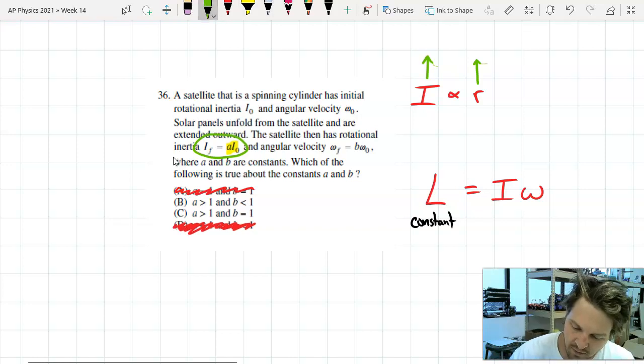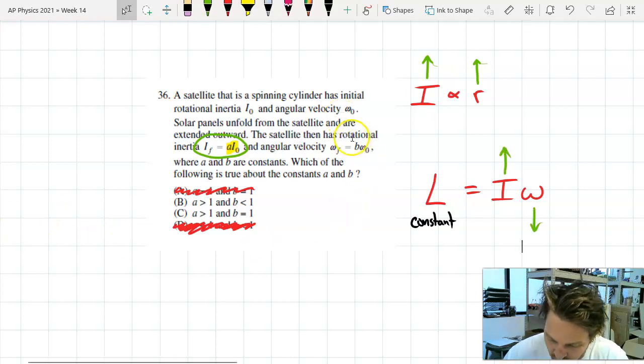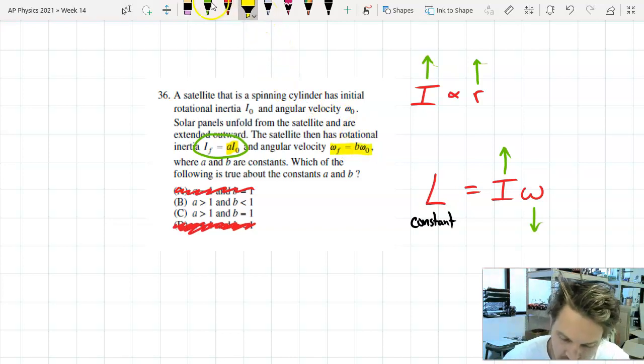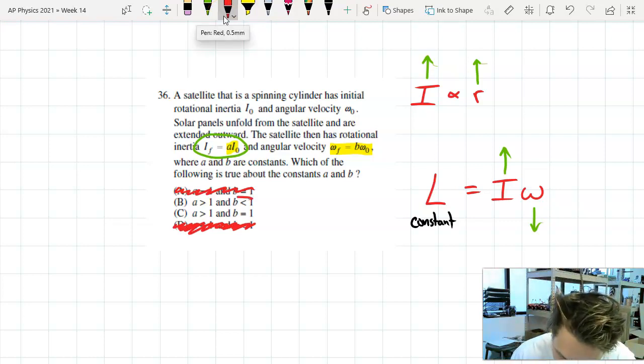So if I increased, omega has to decrease. So that little constant in front of it right there would have to be smaller than it was originally. So it's got to be less than 1. So our answer is B.